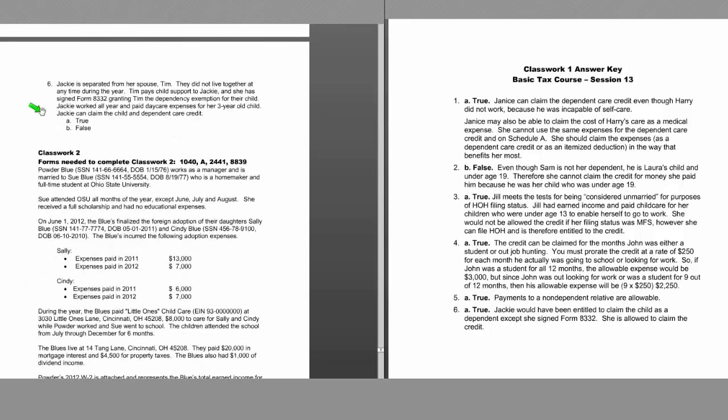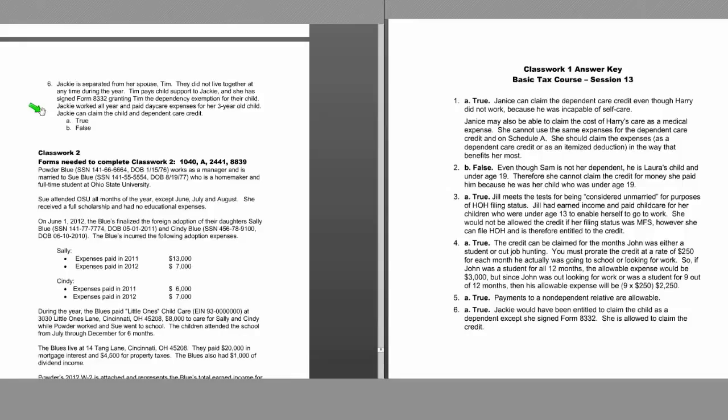Six, Jackie is separated from her spouse, Tim. They did not live together at any time during the year. Tim pays child support to Jackie, and she has signed Form 8332 granting Tim the dependency exemption for their child. Jackie worked all year and paid daycare expenses for her 3-year-old child. She can claim the Child and Dependent Care Credit. And again, this is another true answer.